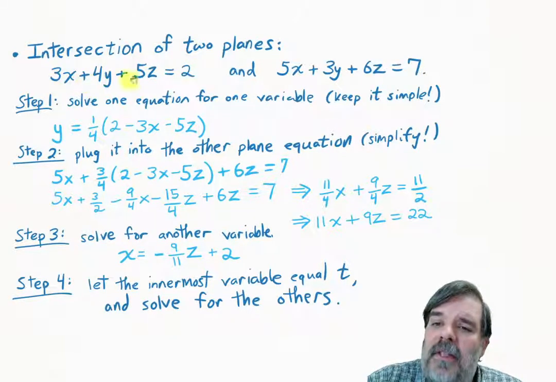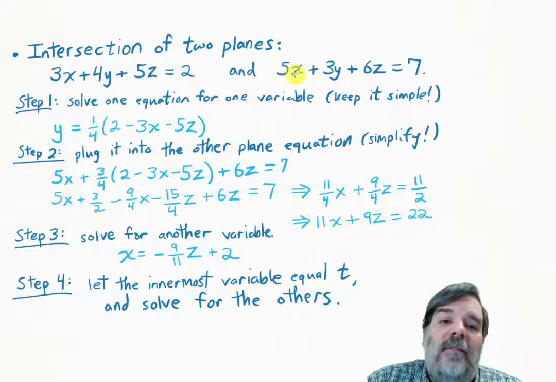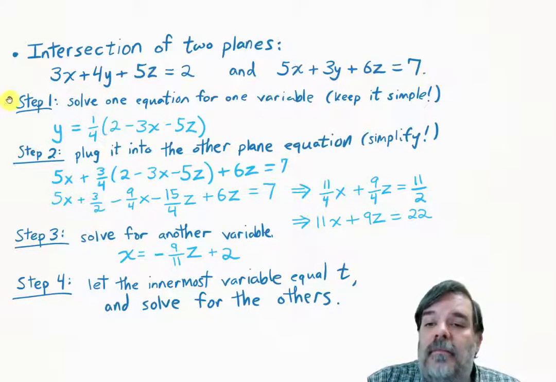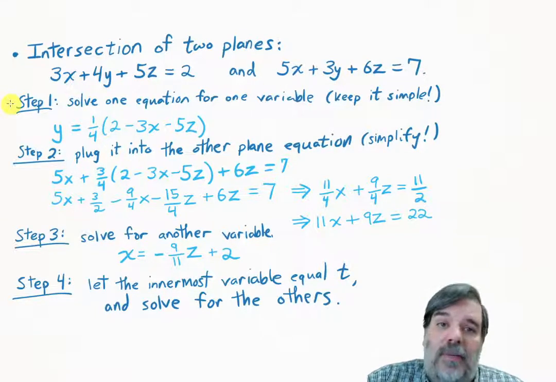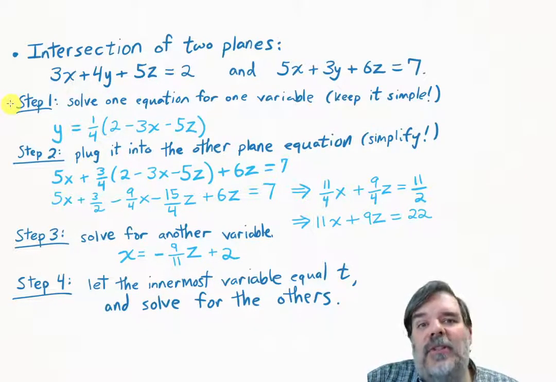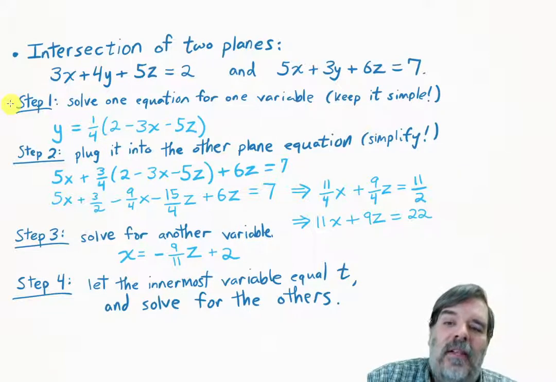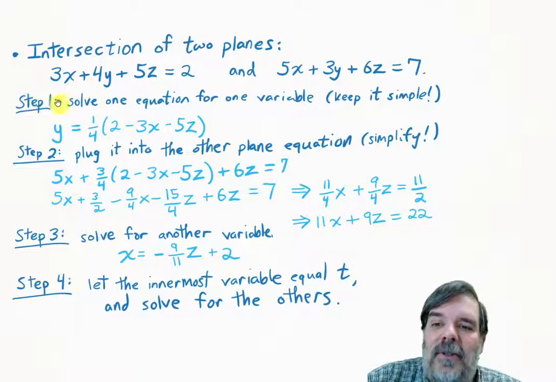Let's say we have these two equations of a plane, 3x plus 4y plus 5z equals 2, and 5x plus 3y plus 6z equals 7. The first step is to pick one of these equations of a plane and solve for one of the variables. You can use either equation, you can use any variable. Just in general, try to keep it simple. The simpler you can make this, the better your life can be.